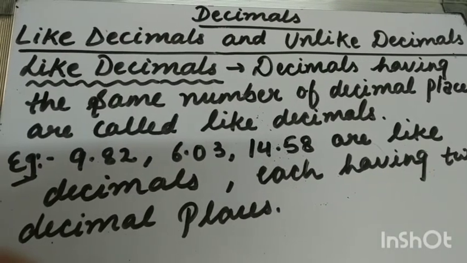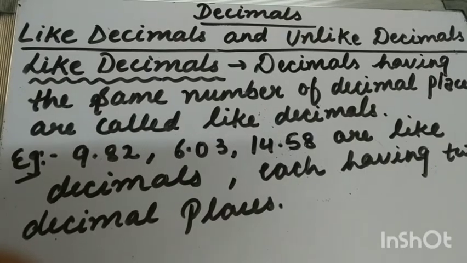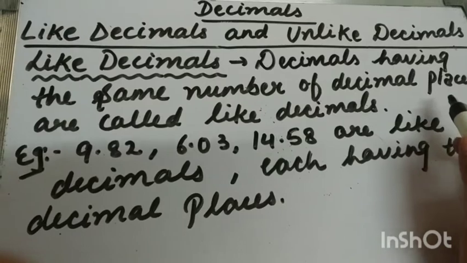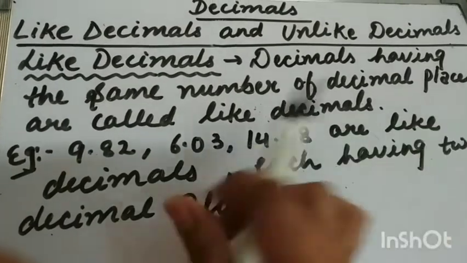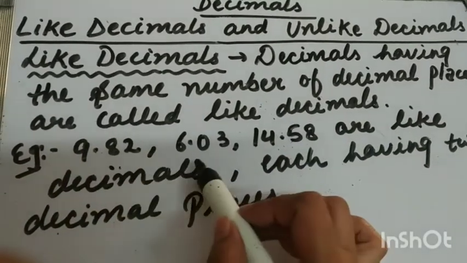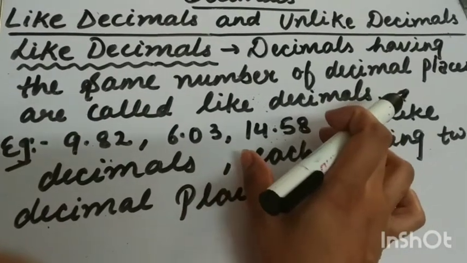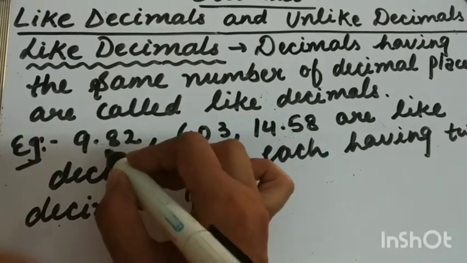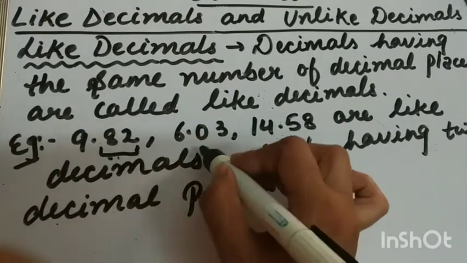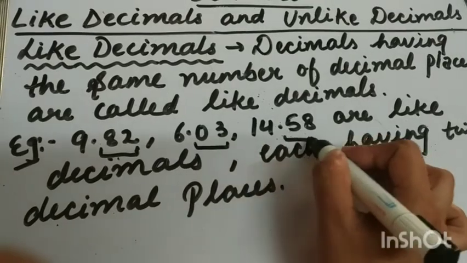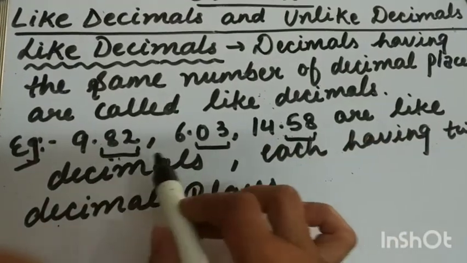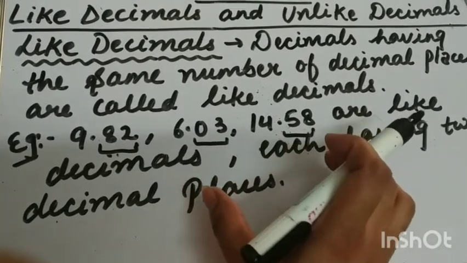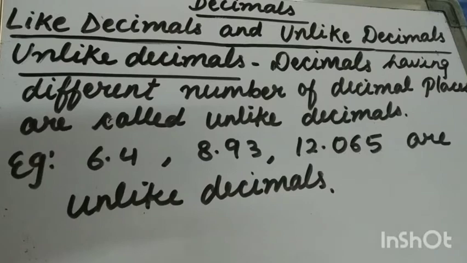Next is like decimals and unlike decimals. First is like decimals. Decimals having the same number of decimal places are called like decimals. See this example: 9.82, 6.03, 14.58. All these decimal numbers have the same number of decimal places. Here the number of decimal places is 2, here also 2, here also 2. So all these numbers have the same number of decimal places, so these numbers are like decimals.